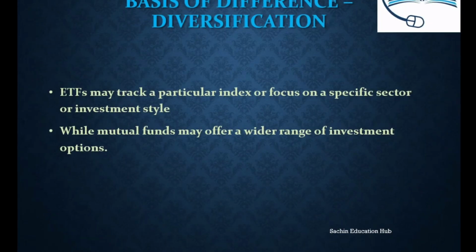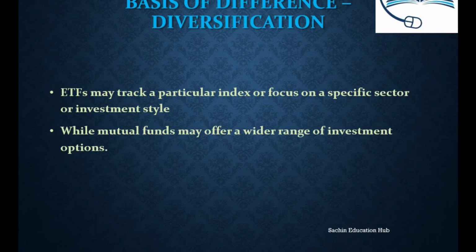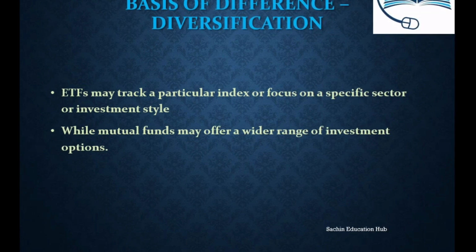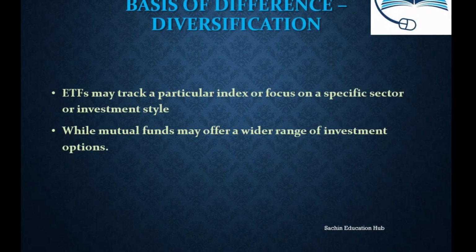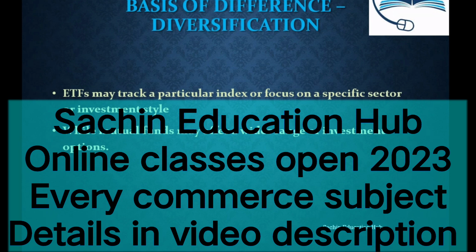Another one is diversification. You all know that both funds provide diversification. But if we talk about an exchange traded fund, then it may track only a particular index, or focus on a specific sector. It means it diversifies and just focuses on the particular index or the specific sector. But if we talk about the mutual fund, then it provides you diversification across a wide range of selection. Then you have more and more options, because in today's time mutual funds are more vast and provide the best range of options as well.